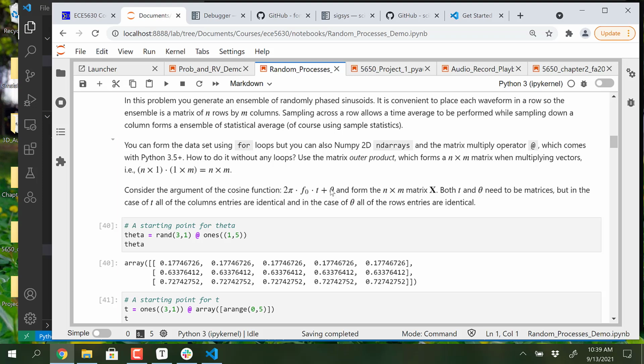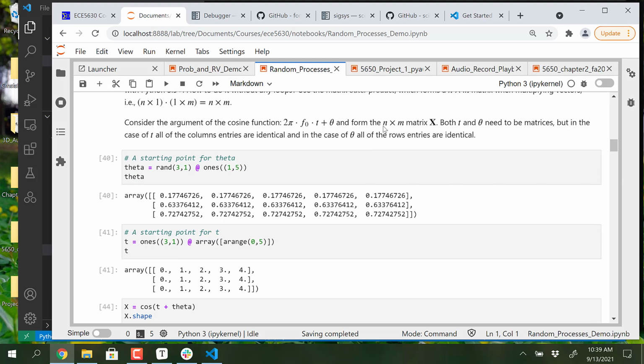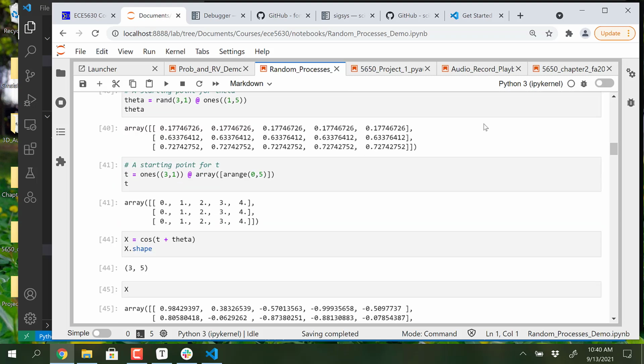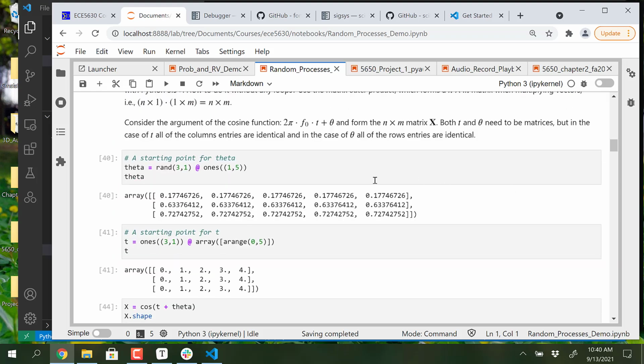So you're going to generate that as an n by m matrix, and both t and theta will need to be matrices, but they're going to be matrices where the time axis changes only with a horizontal stepping, so vertically it will be identical, and then for the theta axis, it's going to be constant in x, and it's going to change in the vertical axis. So I want you to think about this. I'm not giving you the answer, but here's an example of how I'm going to do that.